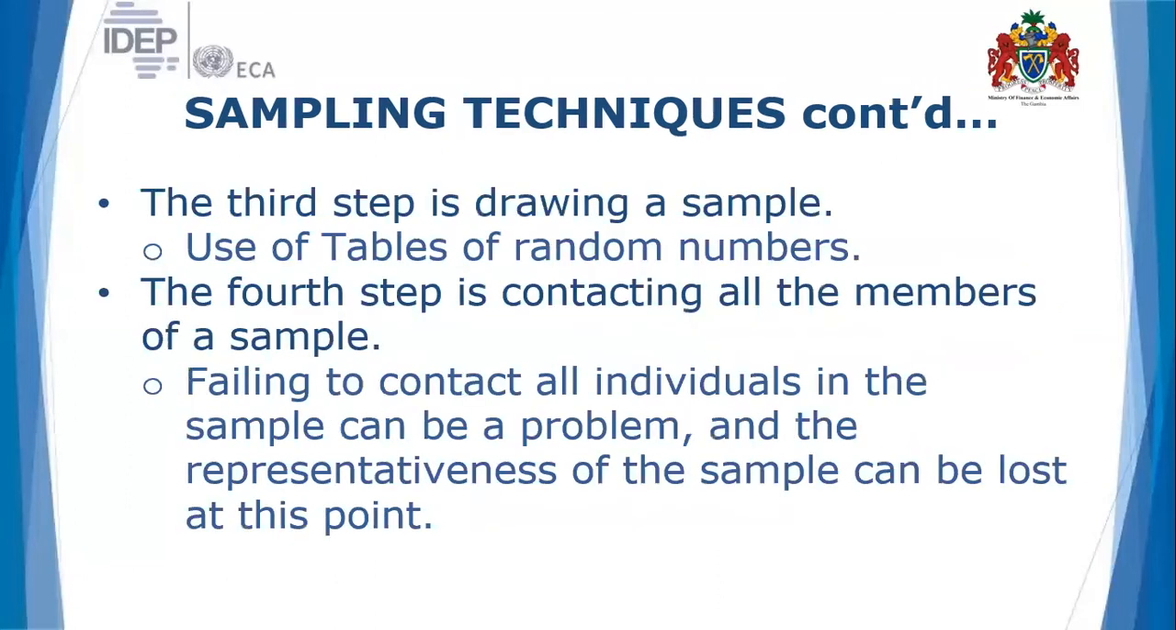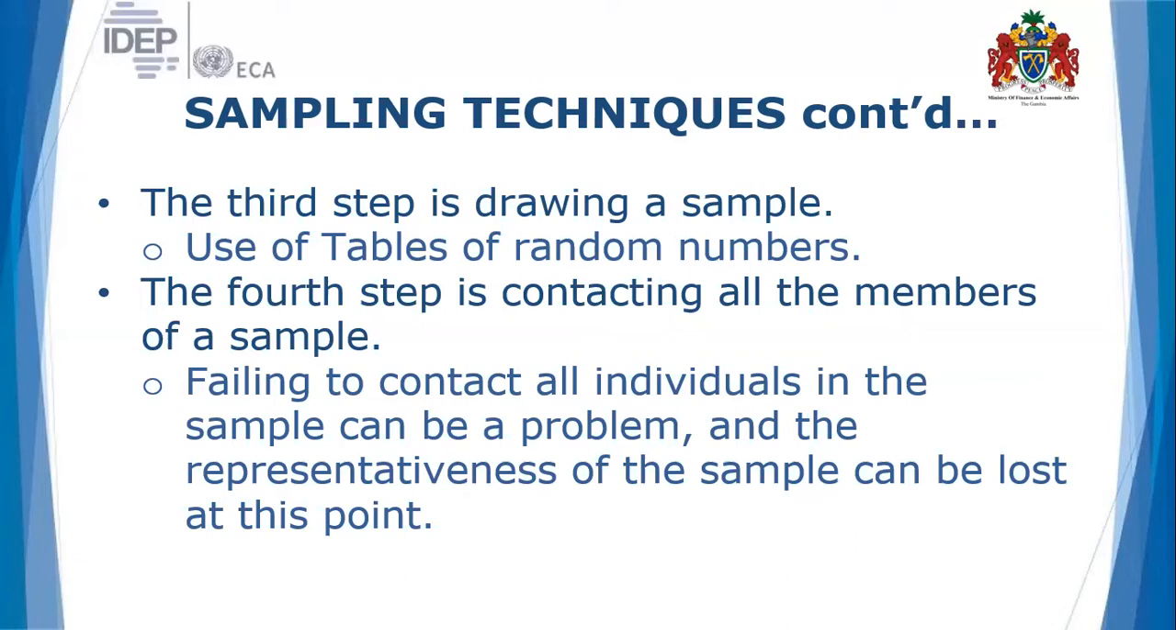The third step is drawing a sample. That means once the list of the elements in a population has been developed or constructed, evaluators must select a sample from that list. How is that done? One way is use of tables of random numbers. There are a number of random number tables that can be used to draw a sample from a population.